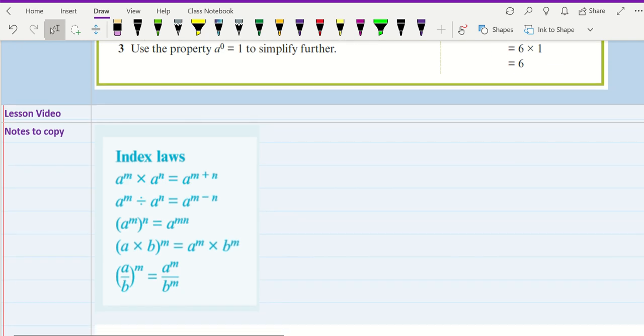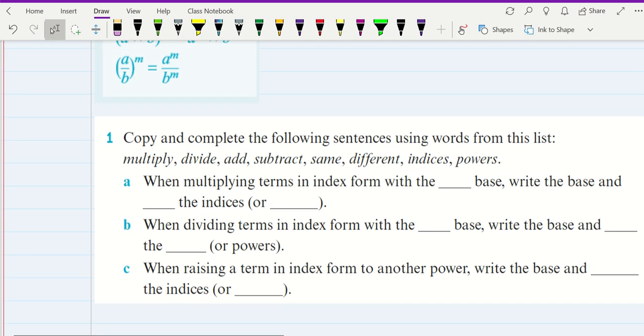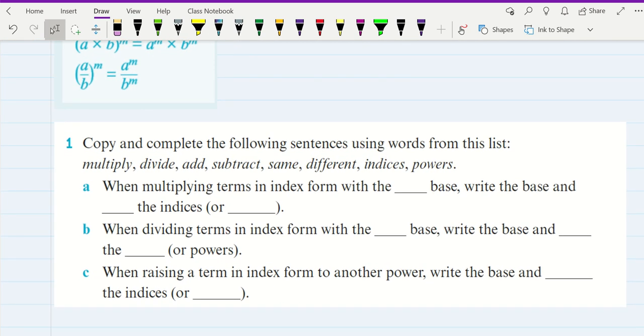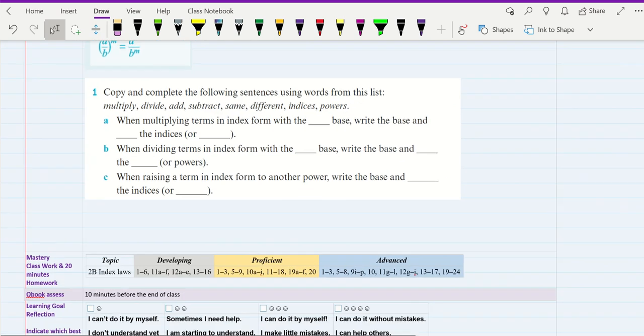Okay, so copy down the notes. Have a go at this literacy one here. And then I'd like you to get working on your mastery exercises, please, students.